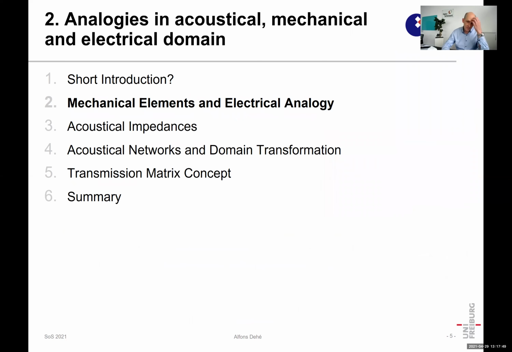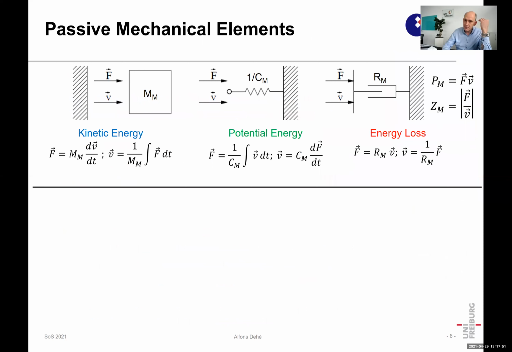Now, I explain how this is going to work. On this slide, we have passive mechanical elements. We have a mass, we have a spring, and we have a damping element. Typically, the force, the kinetic energy is described with the law of mass times acceleration. So the first derivative of the velocity over time. Very, very simple kinetic energy formulation.